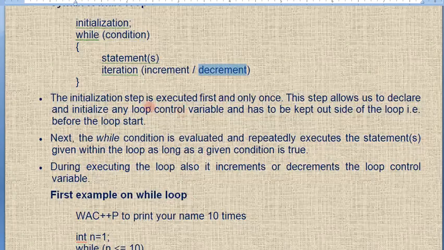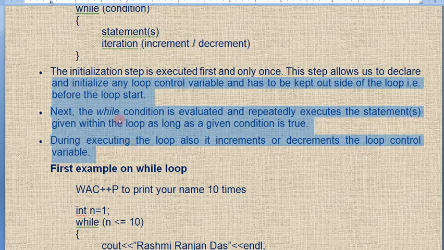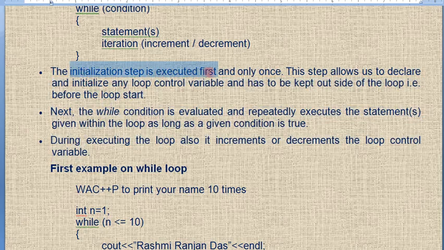Okay, now let's understand, there are 3 points given. The initialization step is executed first, only once. Initialization will execute only once. In case of for, the same was happening. It was executing only once. It means n equal to 1 or n equal to 15. During the program execution, how many times will n become 15? Only once, only in the beginning. Thereafter it will keep increasing or keep decreasing. It depends on the program's requirement. N plus plus, then it will increase; n minus minus, then it will decrease.